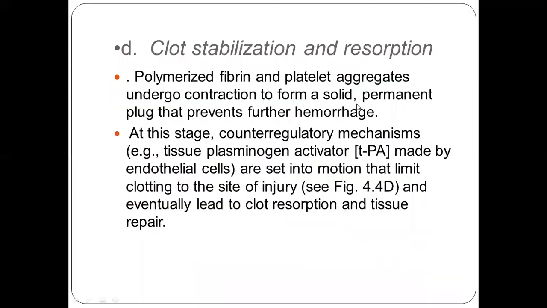And fourth and last is clot stabilization and resorption. Polymerized fibrin and platelet aggregates undergo contraction to form a solid permanent plug that prevents further hemorrhage. At this stage, counter-regulatory mechanisms, tissue plasminogen activator (TPA) made by endothelial cells, are set into motion that limit clotting to the site of injury and eventually lead to clot resorption and tissue repair.